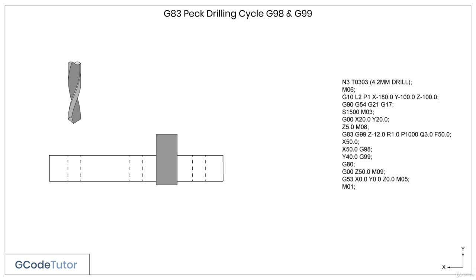So what happens if we have a clamp in the way and we wish to occasionally retract our drill further than the R1 value of 1mm? Well, it's the same as the G81 cycle. And by that I mean we can add a G99 and a G98 command in the program to retract our drill further to avoid any obstacles. This is the same as we discussed when I was explaining the G81 drilling cycle.